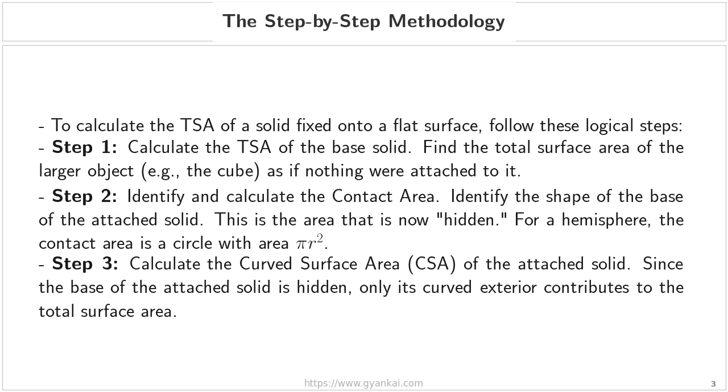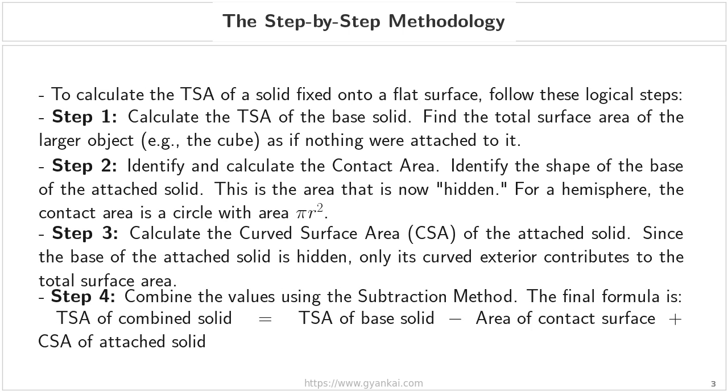Moving to step 3, we calculate the curved surface area, or CSA, of the attached solid. Remember, because the base of this attached shape is now glued down, it is no longer part of the exterior. Therefore, we only care about the part of the shape that is still visible, its curved exterior.